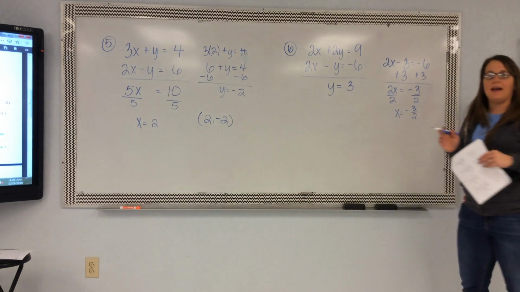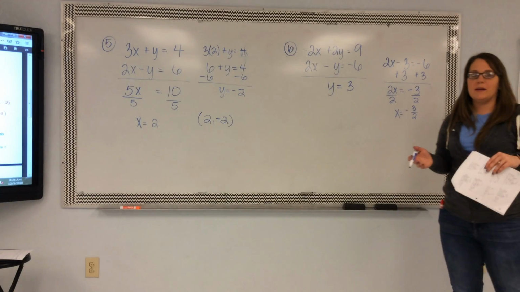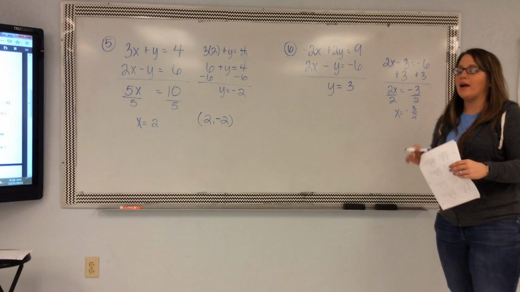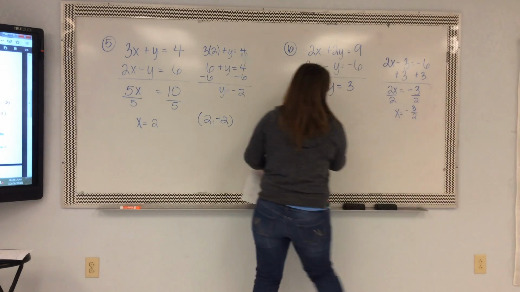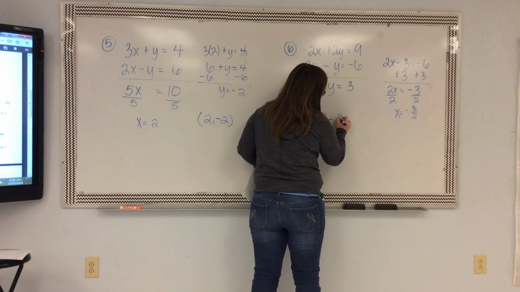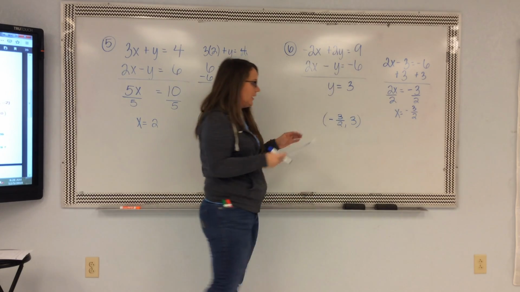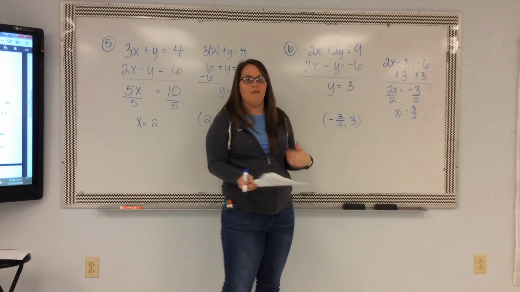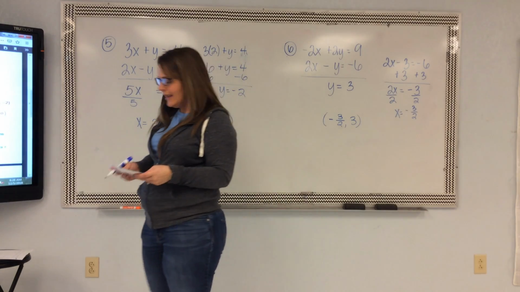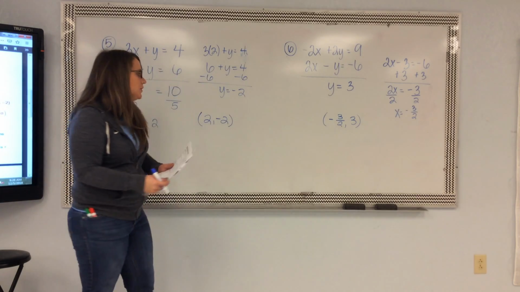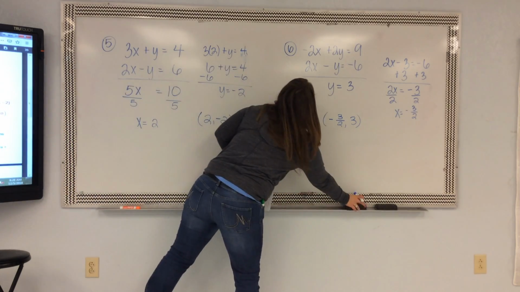It is perfectly fine to have a fraction in there. That just means that your two lines would cross at a fractional spot. No big deal. So when I go to write my ordered pair, I have negative 3 over 2, 3, making sure I keep my x value first, my y value second. Okay? 7 and 8 are both word problems, so let's go ahead and take a look at those.